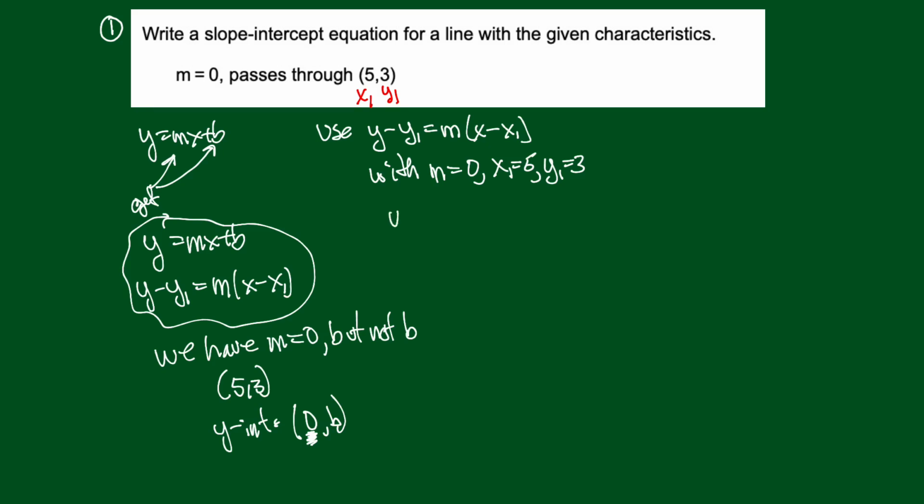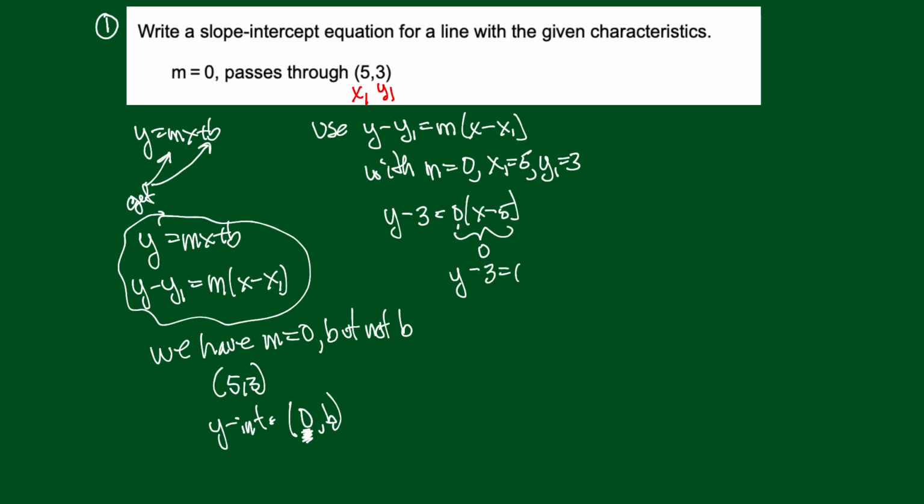So let's substitute. We'll get y minus 3, just substituting 3 for that y1. And then m is 0, so I'll put a 0 in here. x minus x1 is x minus 5, but it turns out that 0 times anything is 0. So here's what I'm left with: y minus 3 is 0. Get it in the right form, just solve for y. I'll get y equals 3. And I'm going to claim that that's my equation.